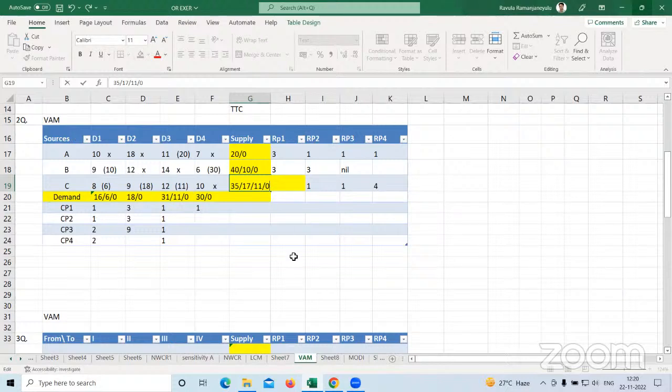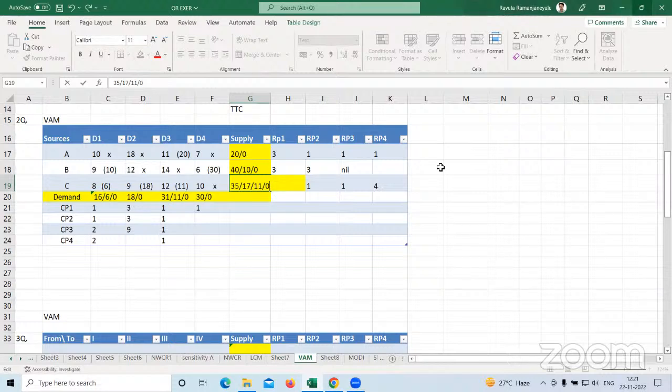After getting the solution, we followed m plus n minus 1, that is 3 rows, 4 columns, minus 1 will be the allocations. So 1, 2, 3, 4, 5, 6 allocations we got. After getting the solution, we need to check whether the solution is optimal or not. We need to go through an additional exercise.